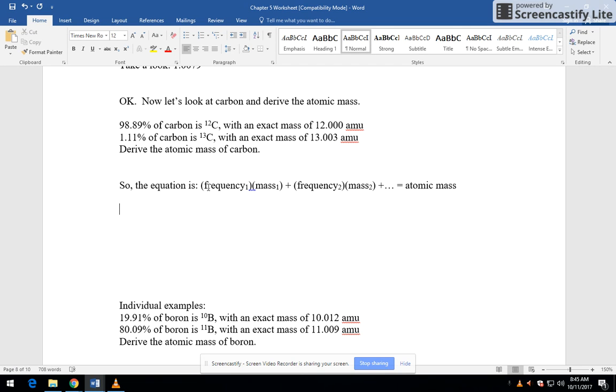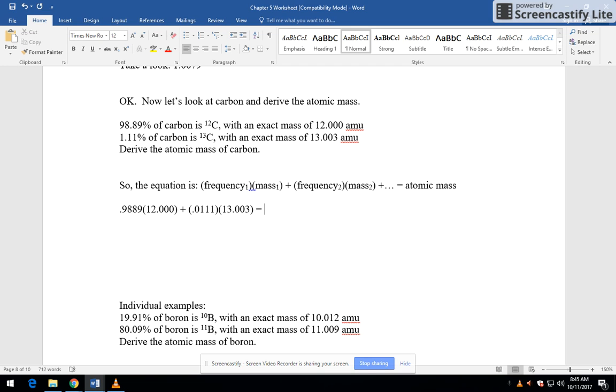So you have to convert the percentages into decimals, which is just moving your decimal over 2 to the left. You got to change them into decimals of frequency rather than a percentage. But the same kind of idea. So 0.9889 times 12 plus, now careful with the single-digit percentages, 0.0111, right, times 13.003. And what do you get? I have to go calculate that. You work on that while I work on this.